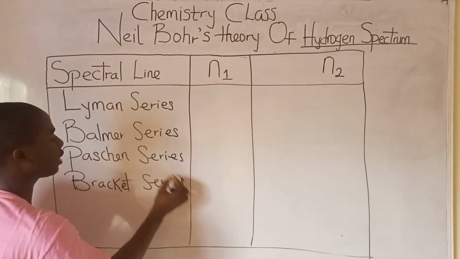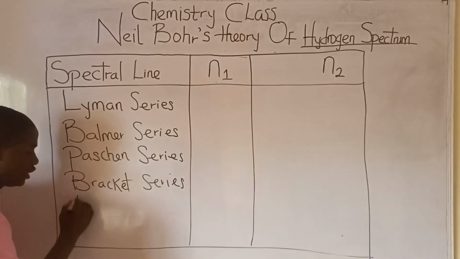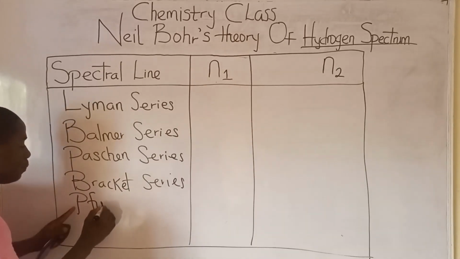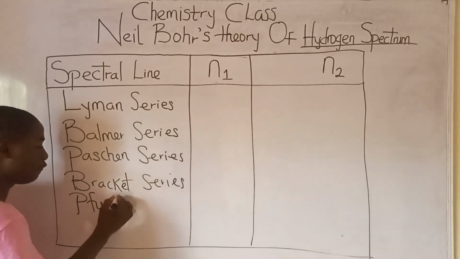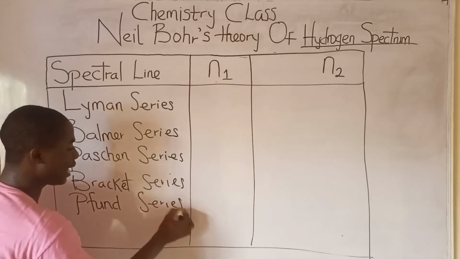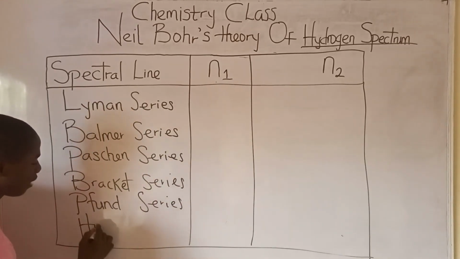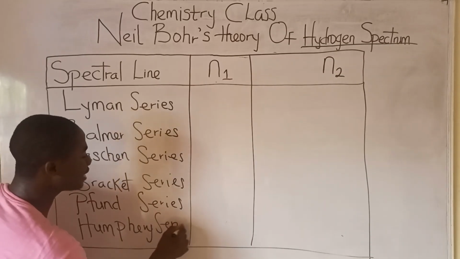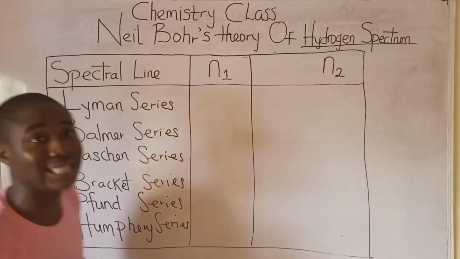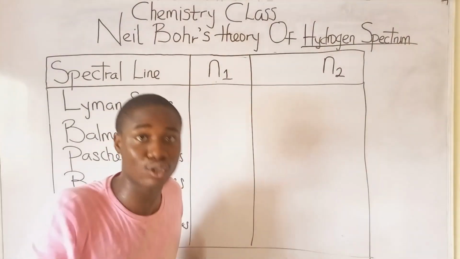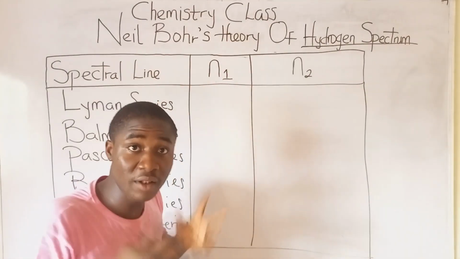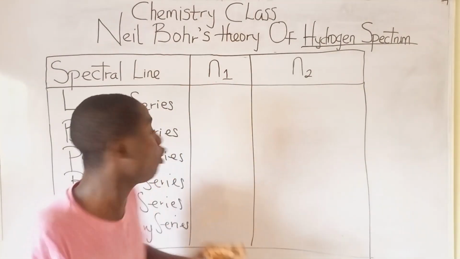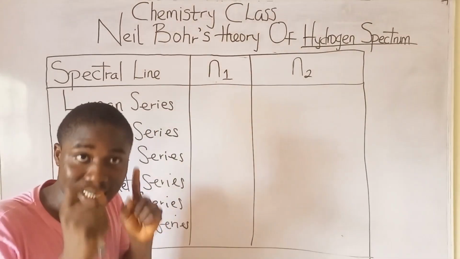The other spectral line is called the Pfund series. Though it starts with P, the P is silent. The Pfund series. And lastly, the last series we have is called the Humphreys series. So all these are the spectral lines that are seen in the hydrogen spectrum. Now, moving further, you can see all the spectral lines written here.